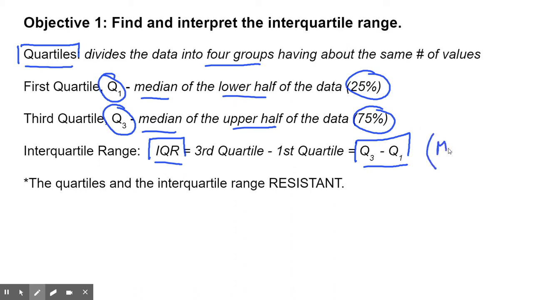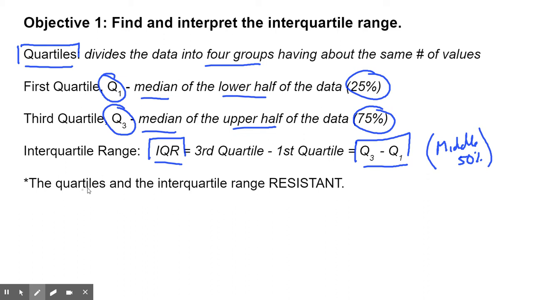So this will give you the middle 50%. And that's another way to talk about the spread, right? We look at what is the range of the middle 50%. So we don't think about the low values that might be outliers, or the high values that might be outliers. We think of where the majority of the data is in that middle 50%.